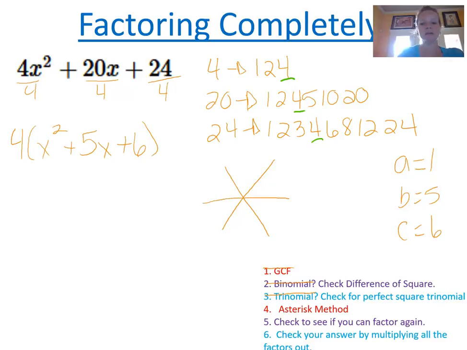A times c is on top, so 6 times 1, 6. The b term is on bottom, and your a terms are right on the side. And remember, those a terms, that's what's in front of our x. So if you want to put a little x there to remind you. So now all we need to do is find factors.